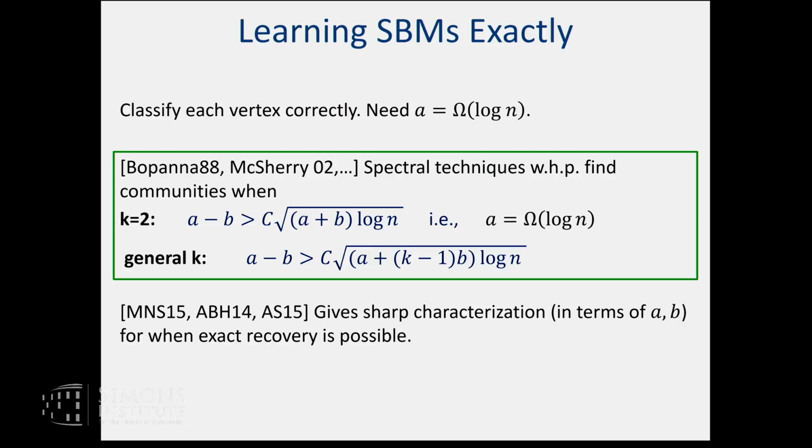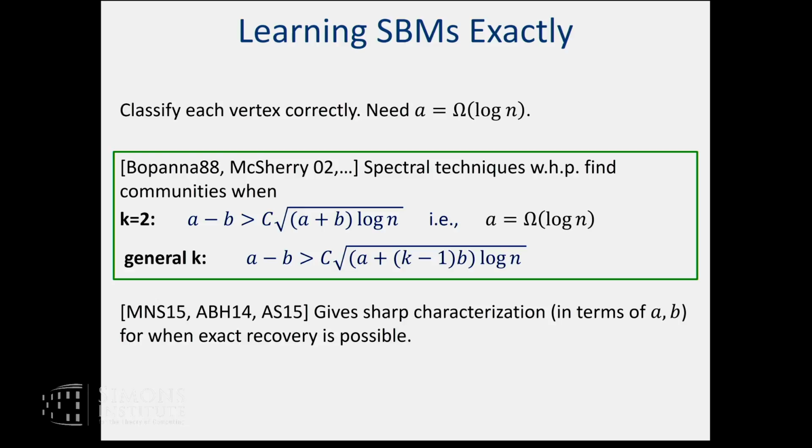Okay, and this can be extended to general k, where you get essentially the same kind of result. And this term here is because the standard deviation now is square root of a plus k minus 1 times b, where c is some appropriately chosen absolute universal constant. And now we have a very good understanding of what exactly this constant is. So that's a sharp characterization. If it is larger than this particular constant times the standard deviation, you can recover exactly with high probability. Otherwise, it's information-theoretically hard to recover all the community memberships. Okay, so this is about exact recovery.